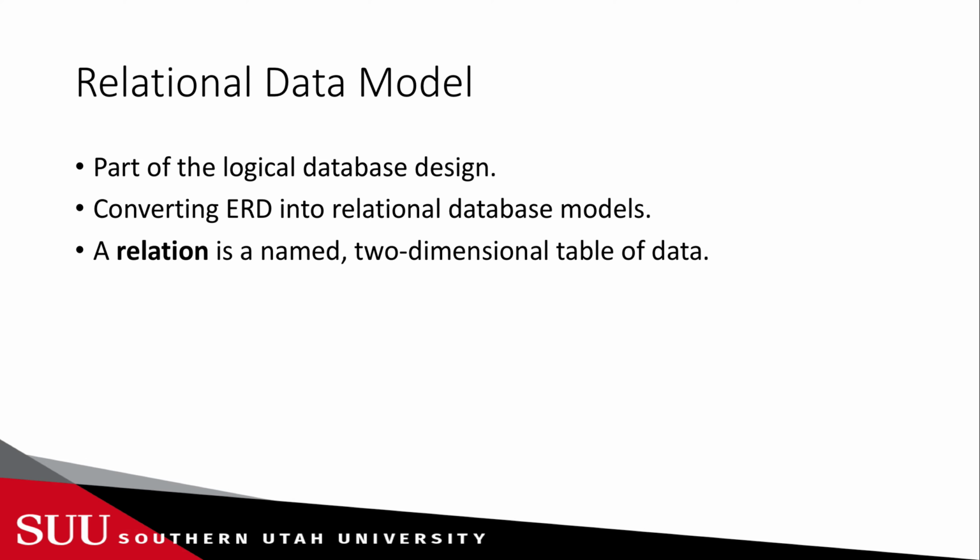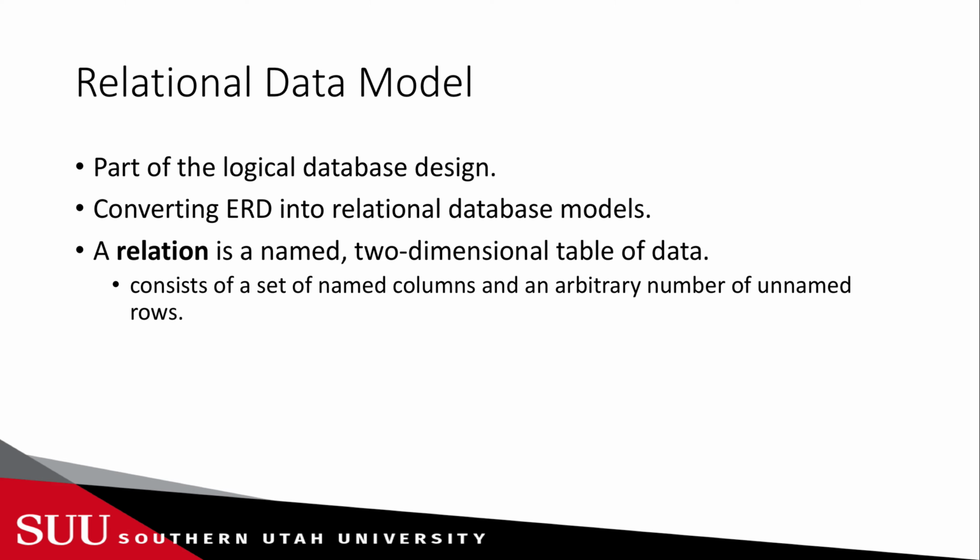A relationship is the association between entity types, while a relation is a named two-dimensional table of data. So a relation is, in fact, a table. It will consist of a set of named columns and any number of unnamed rows. An attribute is a named column of a relation.